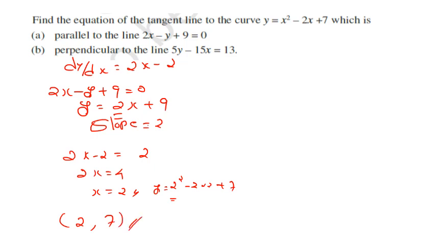The equation of the tangent is y minus 7 is equal to, slope is already there, 2, into x minus 2. Simplify and find the answer.